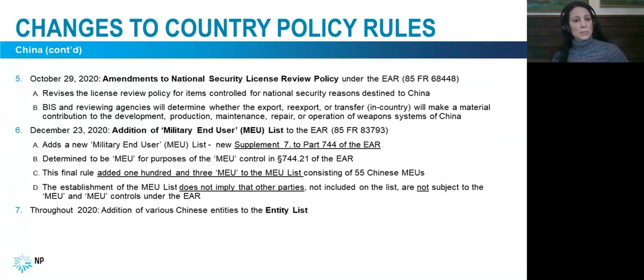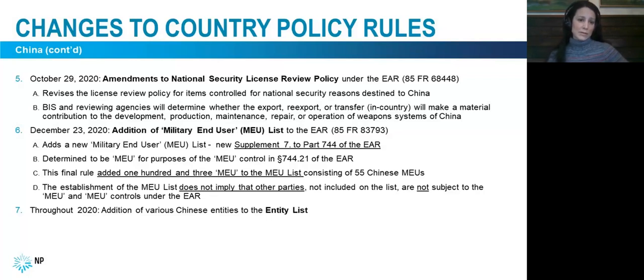Then in October, BIS also changed its national security licensure policy, and what it means is that if you have submitted a license application to BIS, for example, for an FPA that falls under 6A003, or any other item that falls under an NS control, BIS will also look into whether this item could make a material contribution to the development, production, maintenance, repair, operation of weapon systems in China. Again, this is all linked into the concern of the defense industrial base in China, and not in any way aiding that effort. In December, BIS also issued the military end user list.